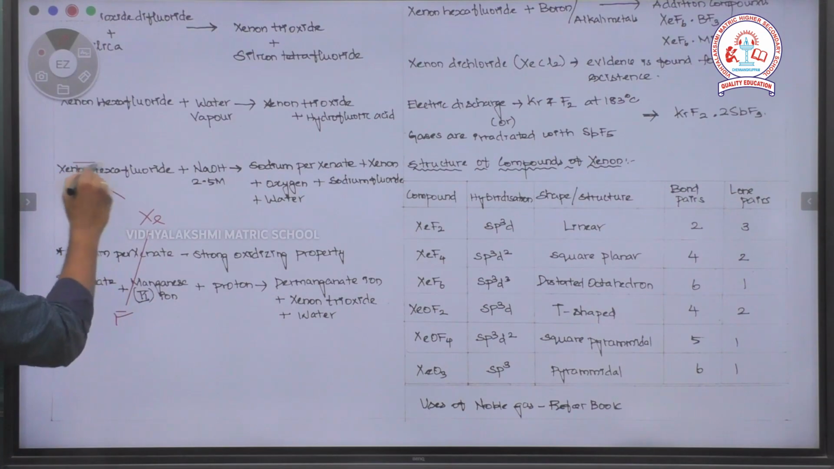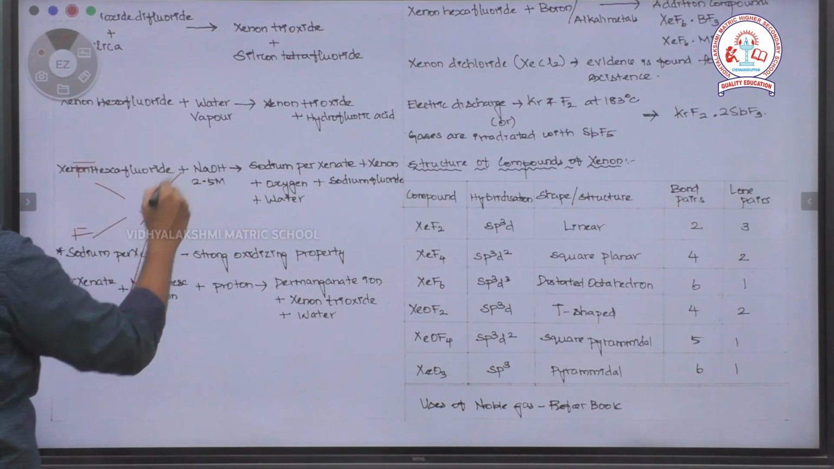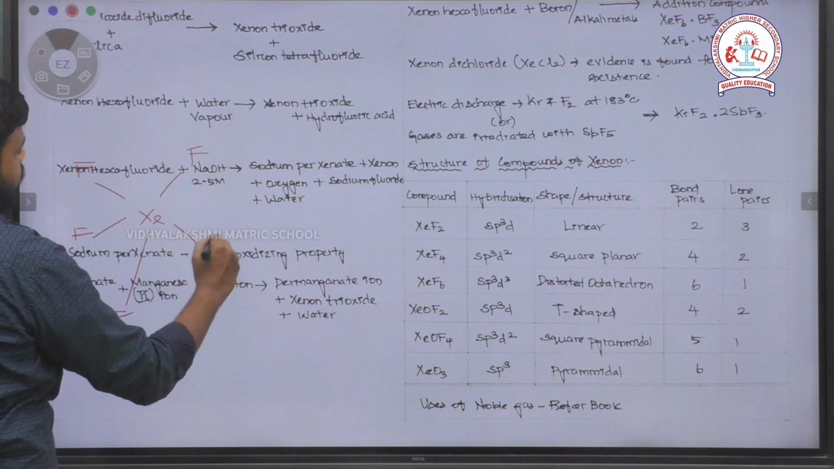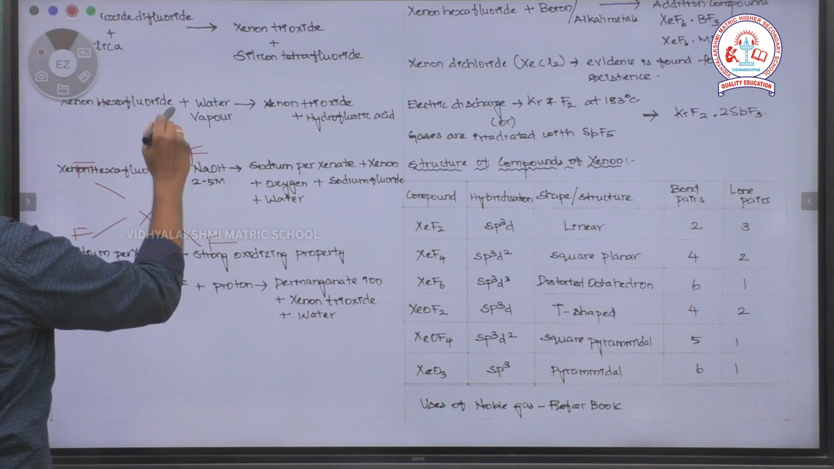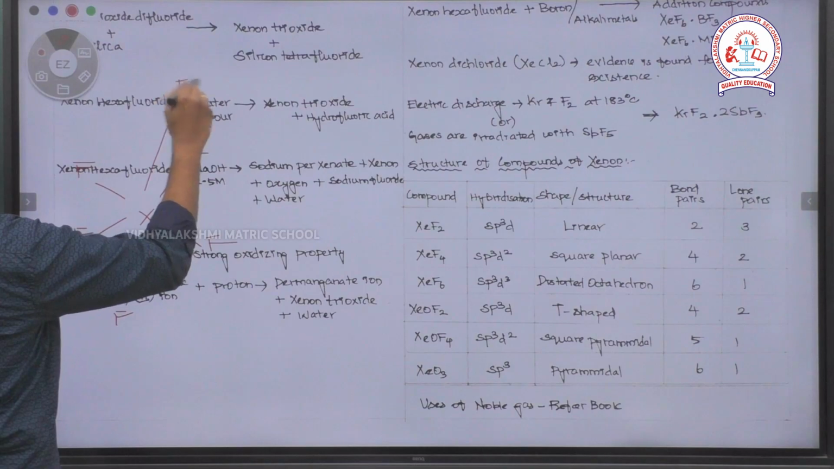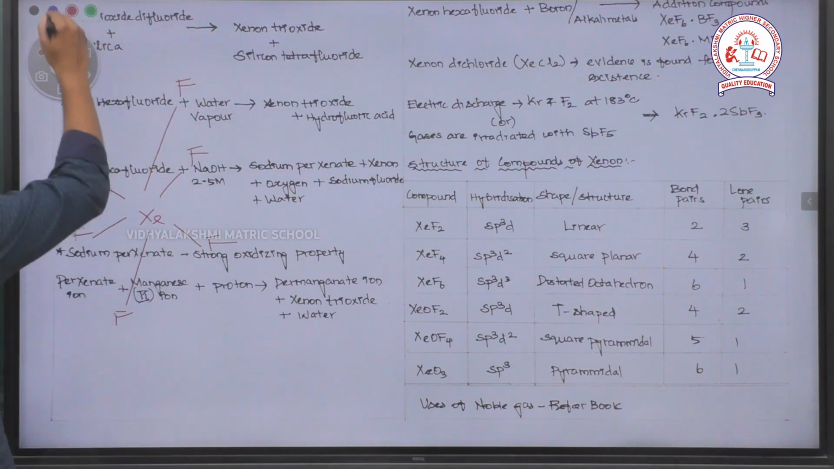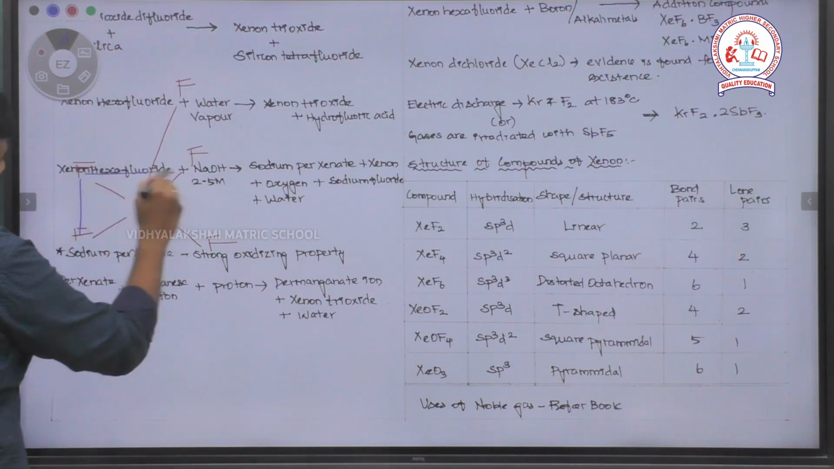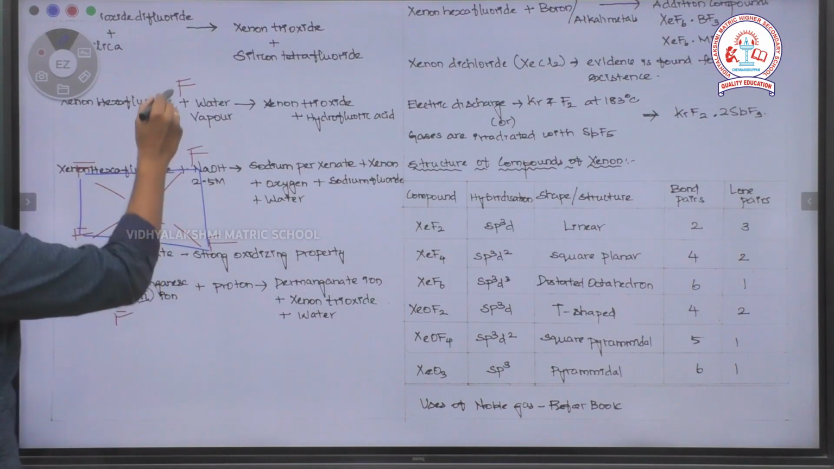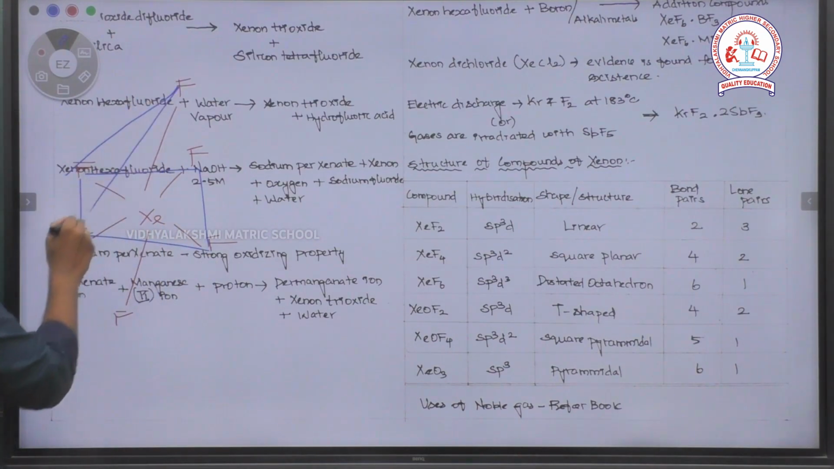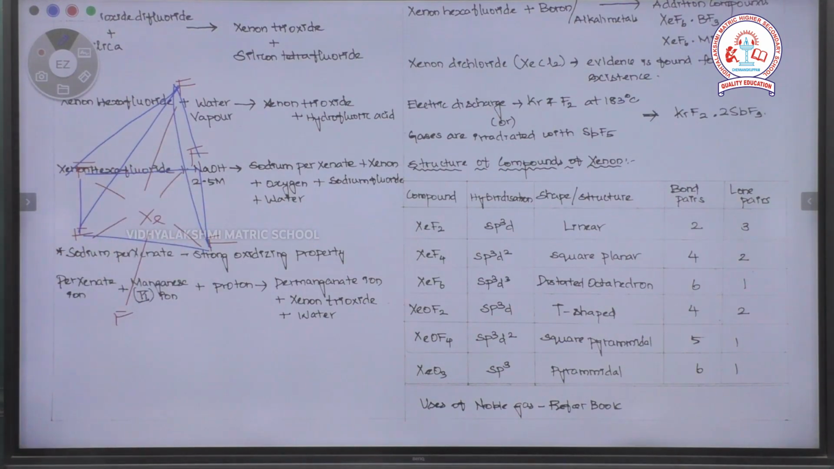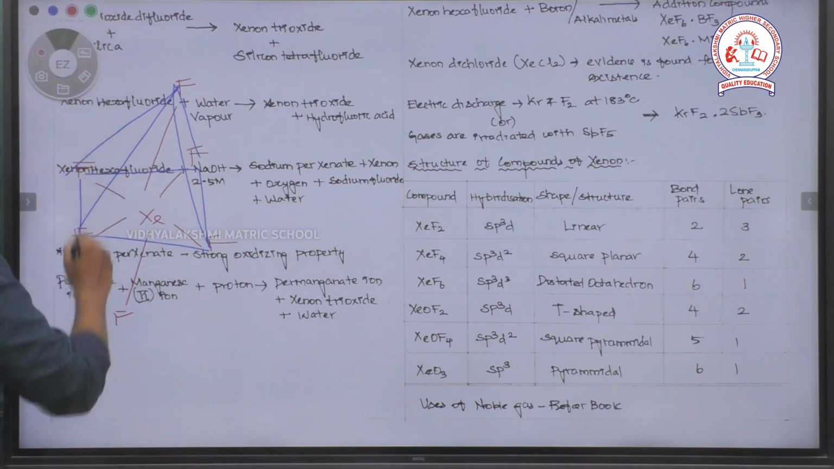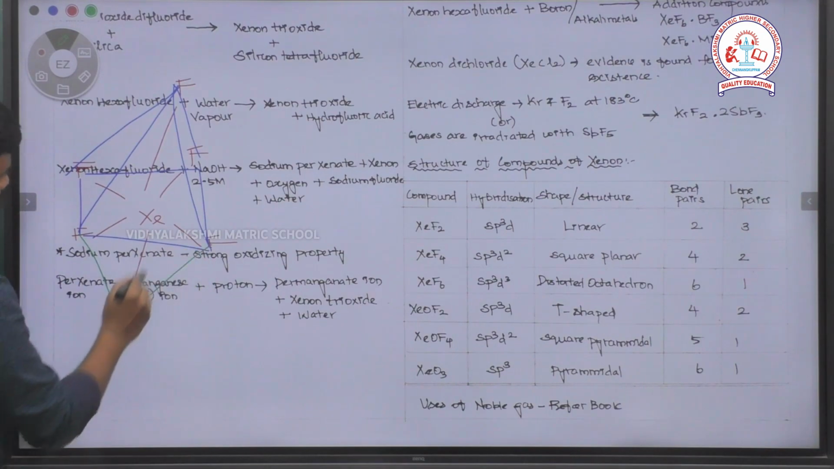First square planar XeF4. Then some distortions are there. If you connect it with the help of the other fluorines, you will represent it. So it is a square bipyramidal structure you will be getting. Okay, you will be getting what? Square bipyramidal structure.